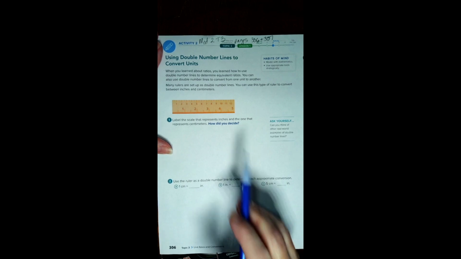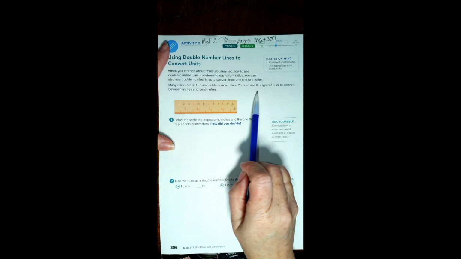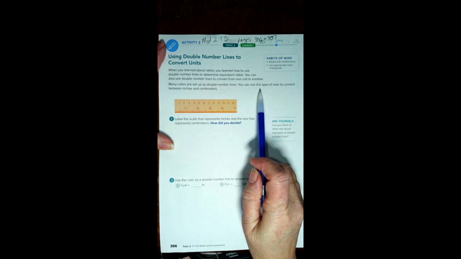It says when you learned about ratios, you learned how to use double number lines to determine equivalent ratios. You can also use double number lines to convert from one unit to another. Many rulers are set up as double number lines. You can use this type of ruler to convert between inches and centimeters. So it says label the scale that represents inches and the one that represents centimeters. So the top here is centimeters and the bottom is inches.